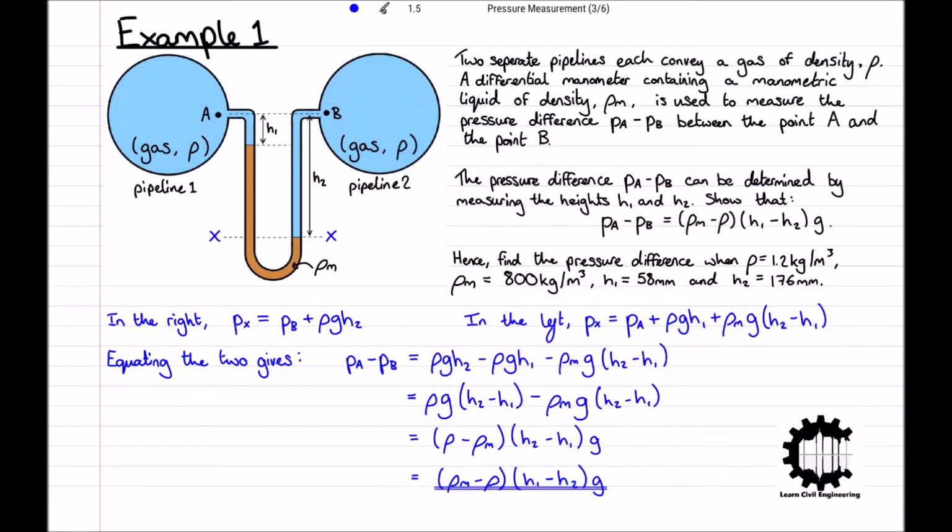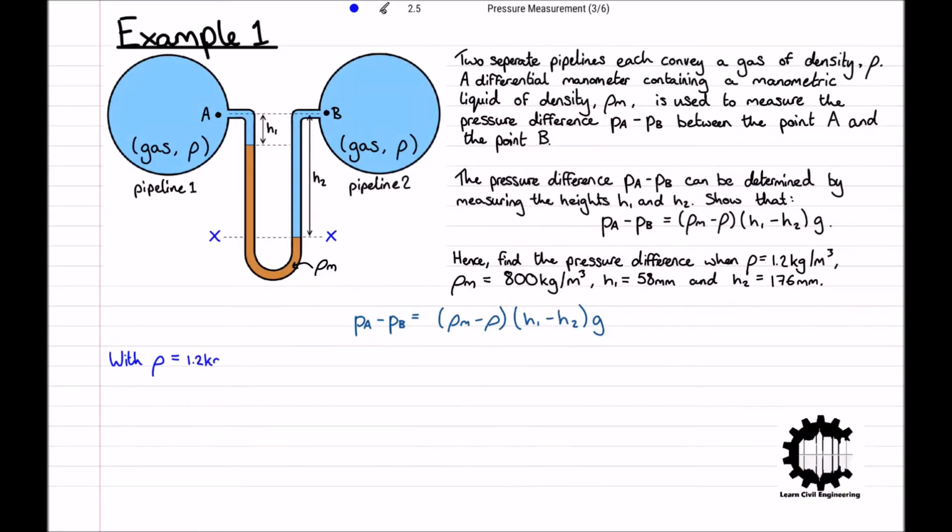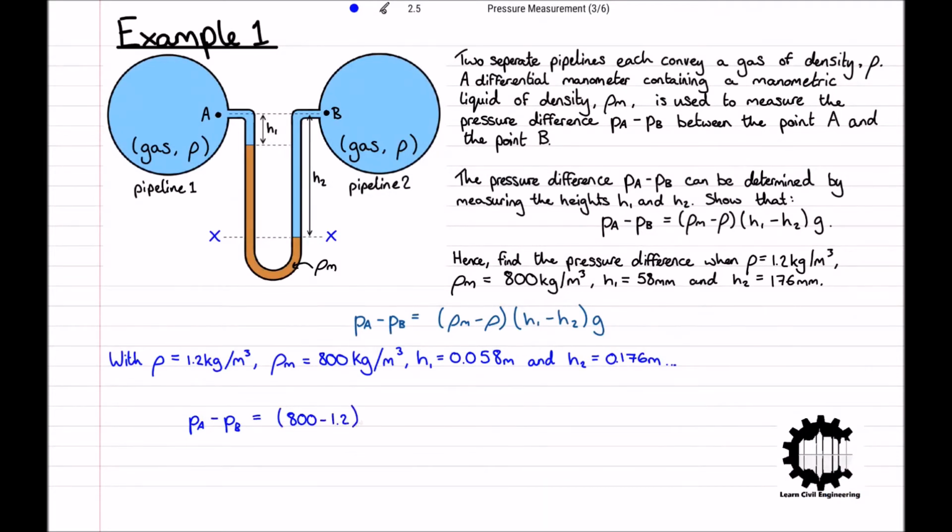And then to finish off the question, substituting ρ is equal to 1.2 kilograms per meter cubed, ρm is equal to 800 kilograms per meter cubed, h1 equals 0.058 meters, and h2 equals 0.176 meters. This gives Pa minus Pb is equal to 800 minus 1.2 times by 9.81 times by 0.058 minus 0.176, which is equal to minus 925 newtons per meter squared. So the pressure of the gas in pipeline 2 at point B is 925 newtons per meter squared greater than the pressure at point A in pipeline 1.